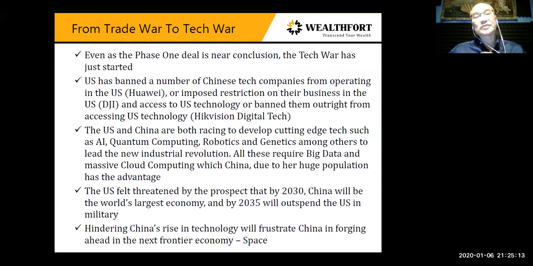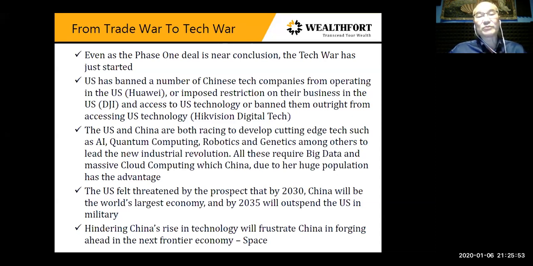Now, even as the phase 1 deal is near conclusion, the tech war has just started. The US has banned a number of Chinese tech companies from operating in the US, Huawei, for example, or imposed restrictions on their business in the US. DJI, which is famous for their drones. And right now, the US has disallowed security agencies, the army, and government agencies from purchasing DJI drones, even though DJI, I think, has a 70% market share. Others are banned outright from accessing US technology, such as Hikvision Digital Tech.